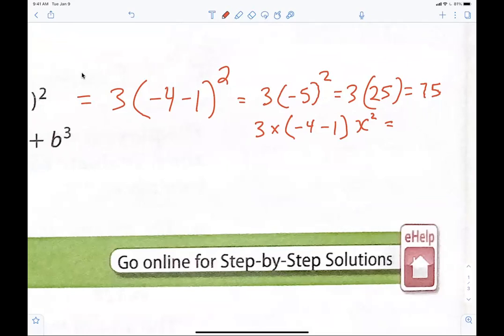I got like a 3.75. I keep getting it wrong. I did 3.5 squared plus. Would you listen to me, please? Type it in the way I showed you. 3 times, open parentheses, -4 minus 1, close parentheses, square, equals.